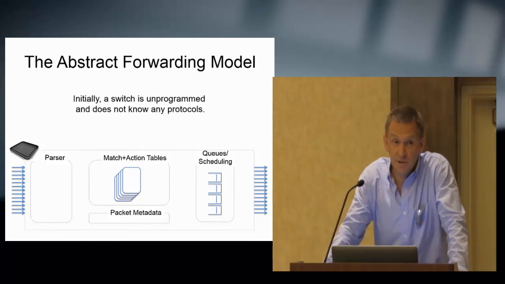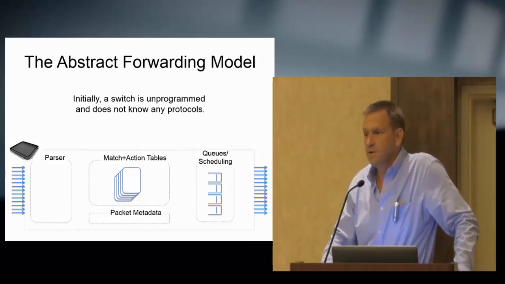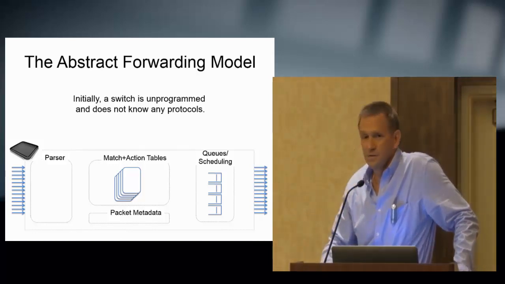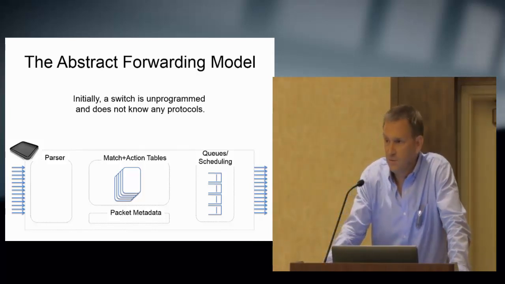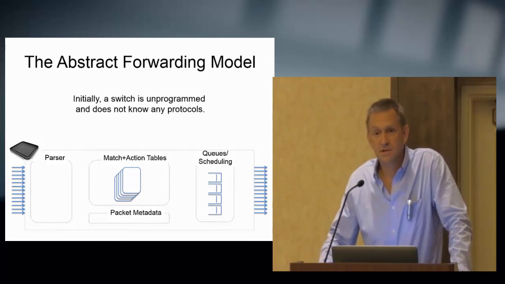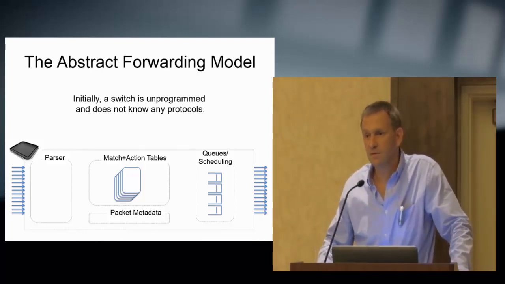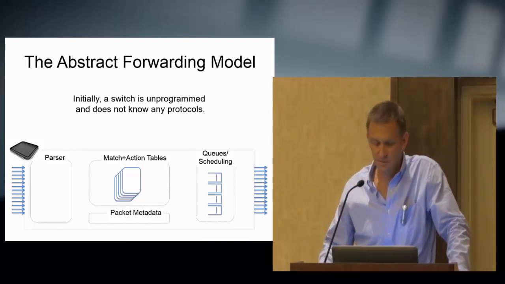And then as it's a switch, it needs queues and it needs a means to schedule packets into and out of those queues, decide which ones to drop, etc. So there is assumed to be some queues and scheduling. They may be at the egress, as is shown here. They may be in the middle. Again, the abstract forwarding model makes no assumption.